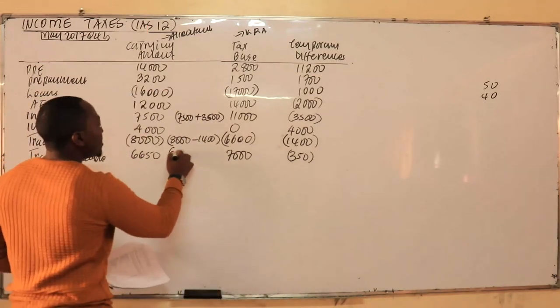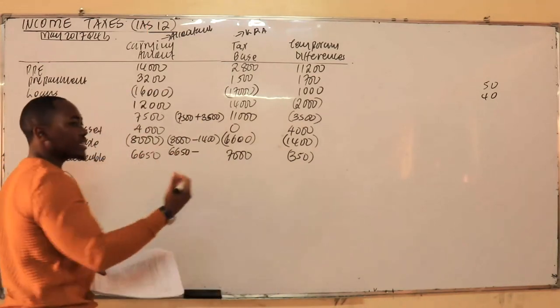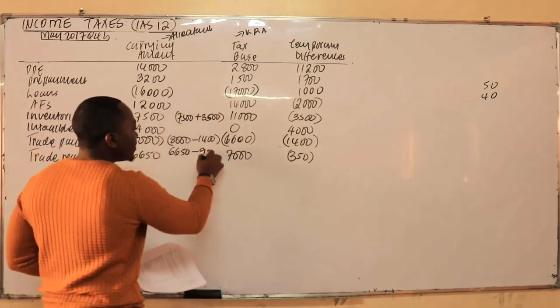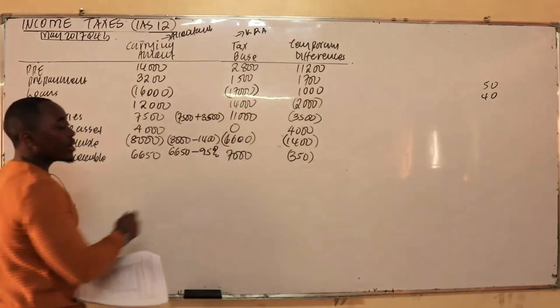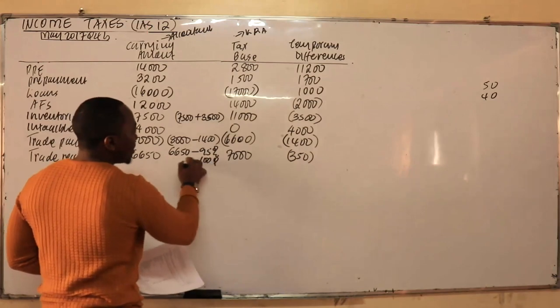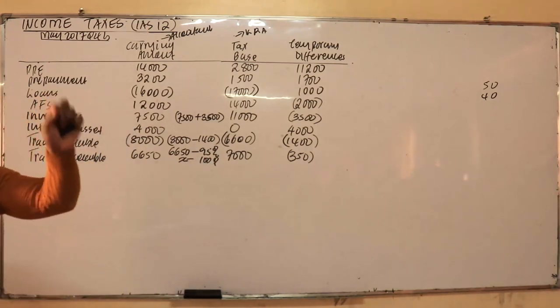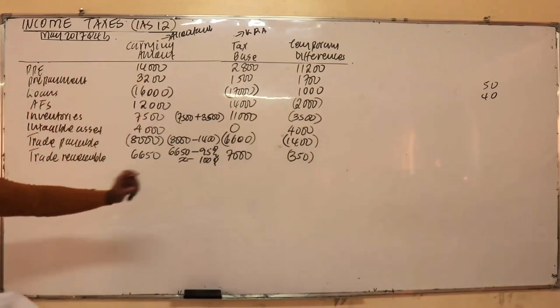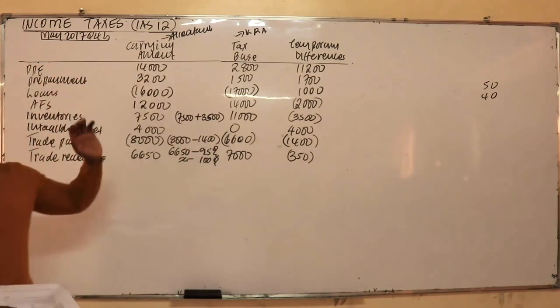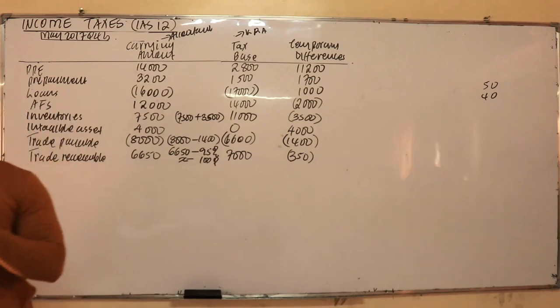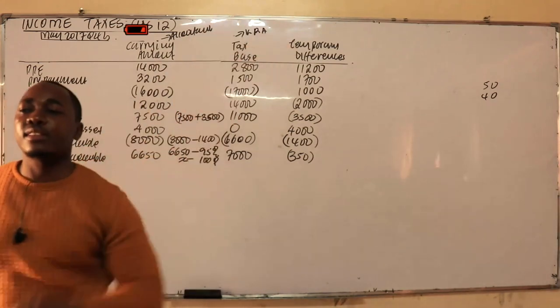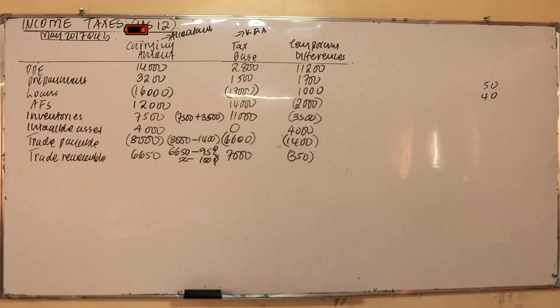Now, that means 6650, they have already deducted 5%. So it's equivalent to 95%. What about 100%? Not unless they had said 5% of the net. That's when you could have taken the 5% and added back. But you are told that this is net after deducting 5% of the gross. Good. Number eight.